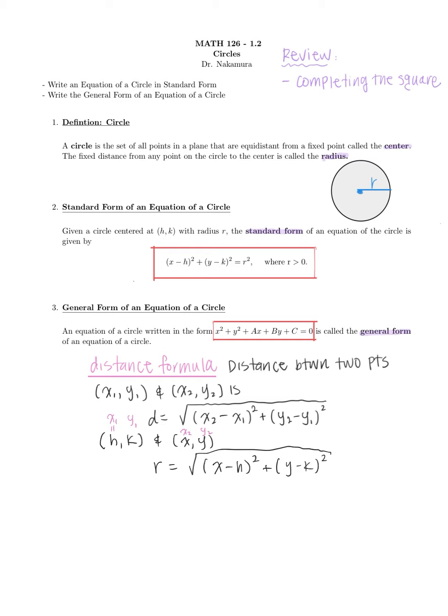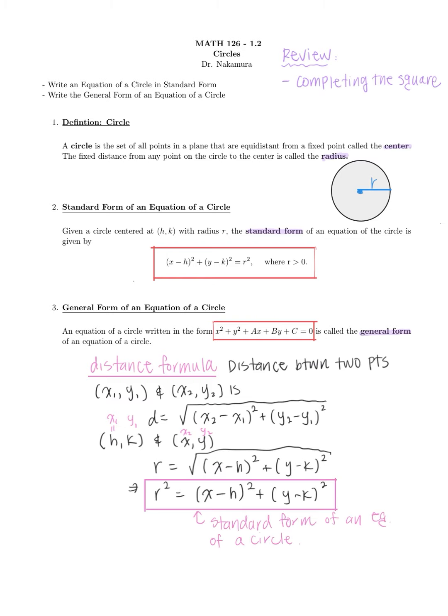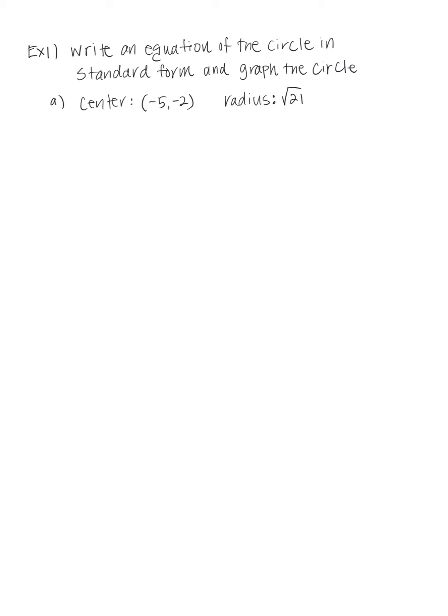Now, let's try to get rid of that square root by raising both sides to the power of 2 to get r² = (x − h)² + (y − k)². Boom. Now, isn't that precisely the equation of the circle in standard form? So now you know where it came from. All right, now let's start doing some examples.